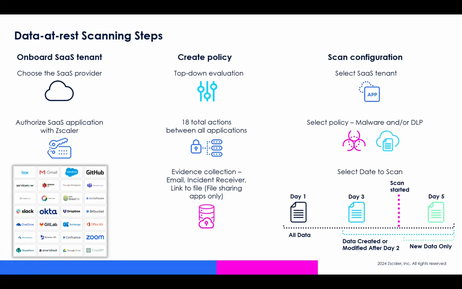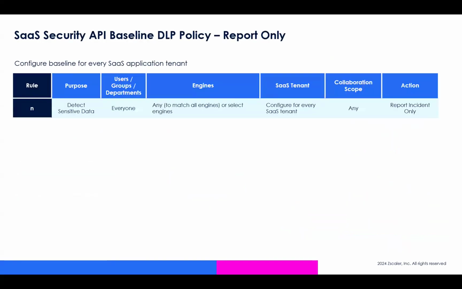Finally, once the SaaS tenant is onboarded and policy has been configured, you'll move on to scan configuration. This involves selecting a SaaS tenant, selecting policy for both malware prevention and data loss prevention, and selecting the date to scan as well as the frequency for scanning. For example, you can scan all data or only data that's of a certain age or from a certain point onwards.